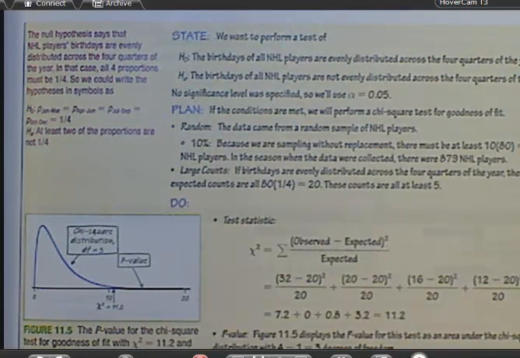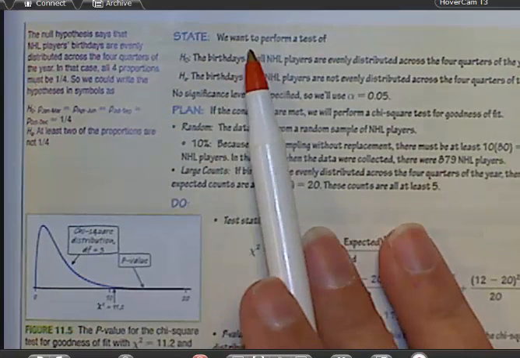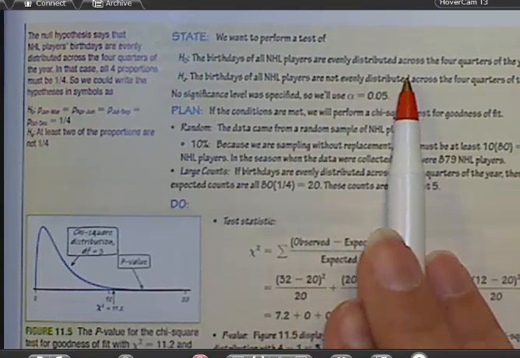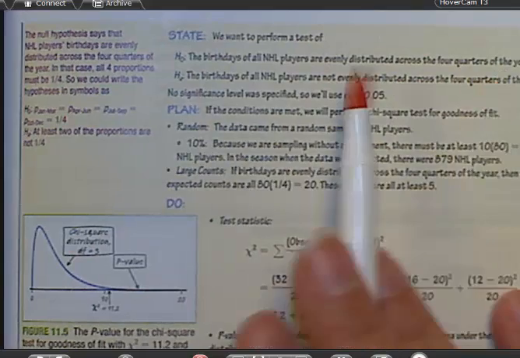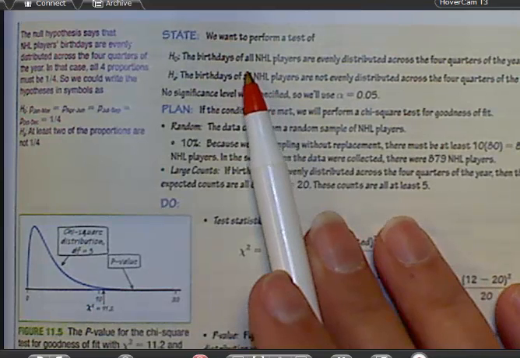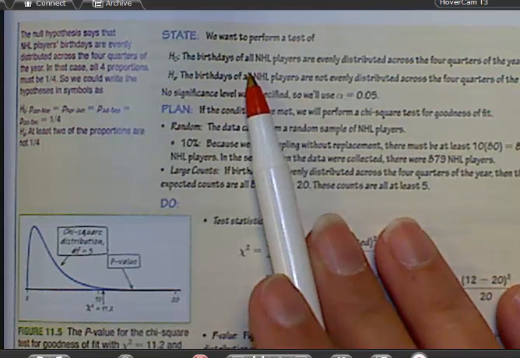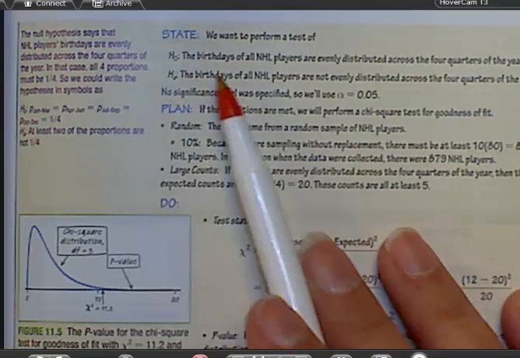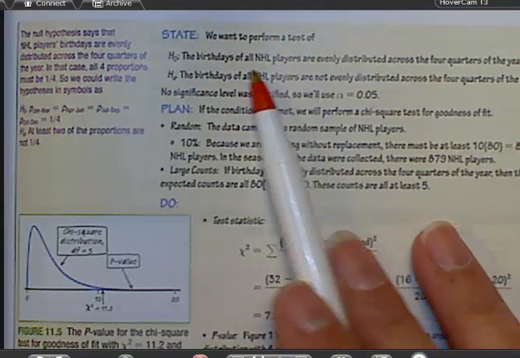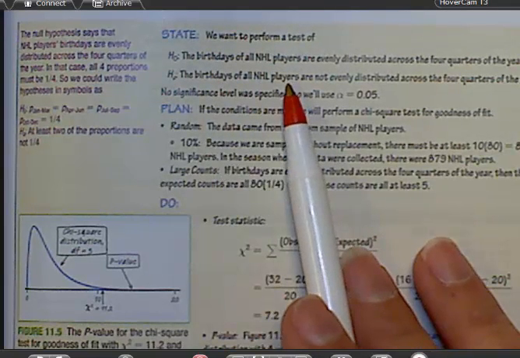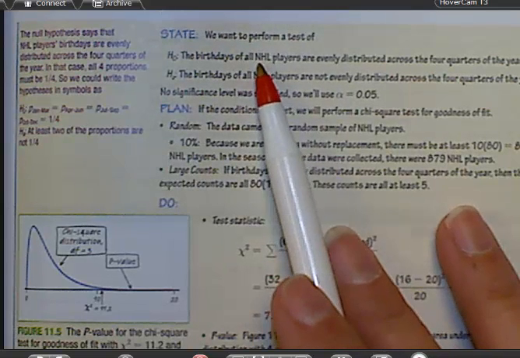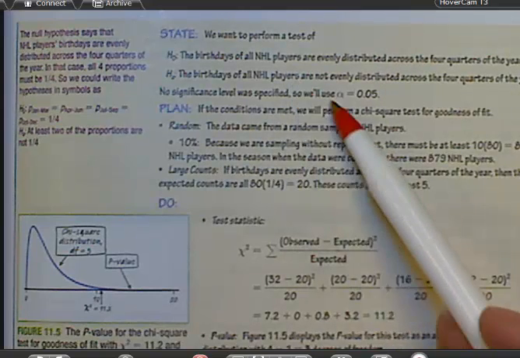First of all, we want to perform a test of whether the birthdays of all NHL players are evenly distributed across the 4 quarters of the year. Notice the null is in terms of the population, which is what we've always done. But in a goodness of fit test, a lot of people will miss this part and just say the birthdays of players in the sample, or even if they don't say players in the sample, if you're implying that, then you're not going to correctly be stating your null. So be sure you're talking about all the NHL players. Our sample is just trying to give us evidence of whether or not we can reject this null.